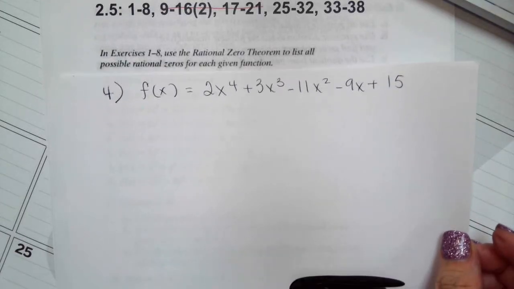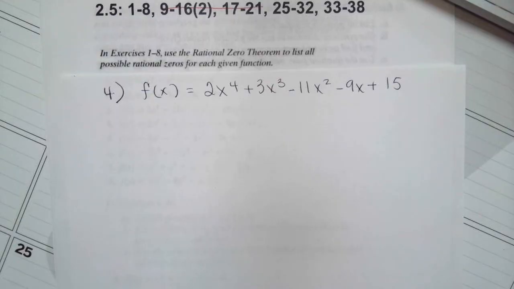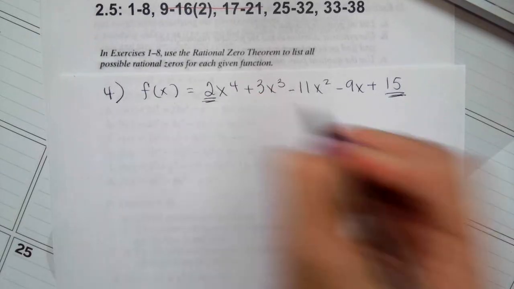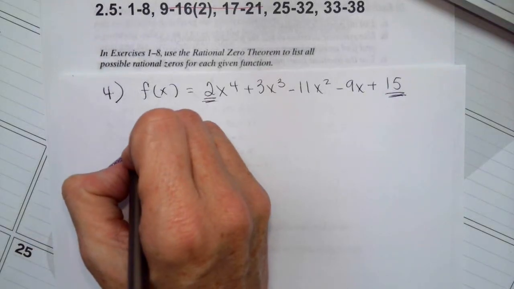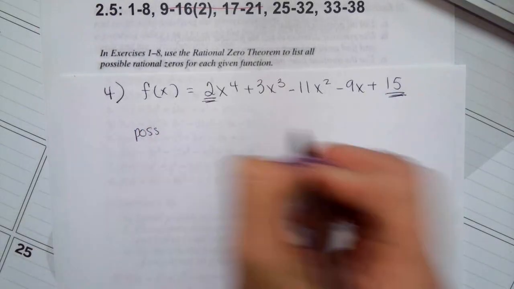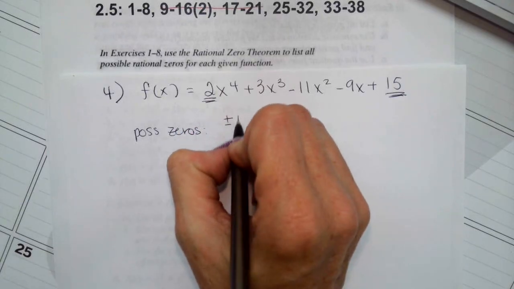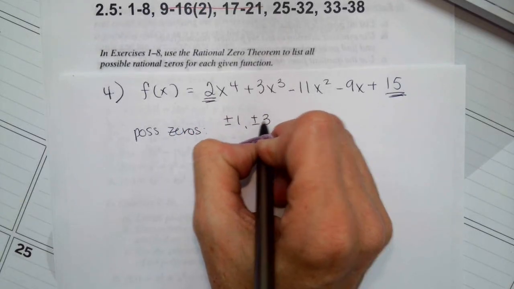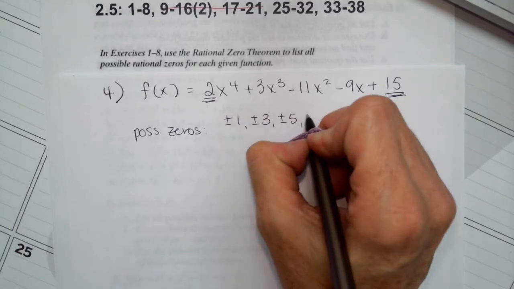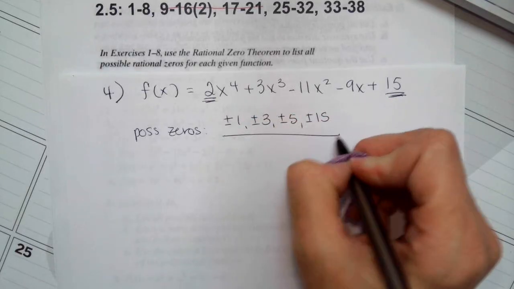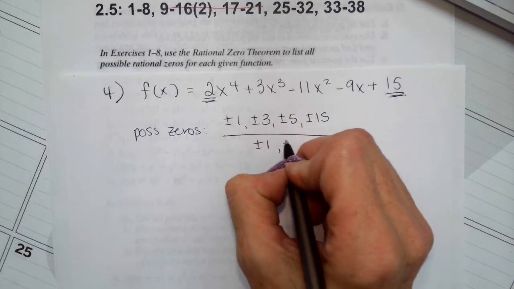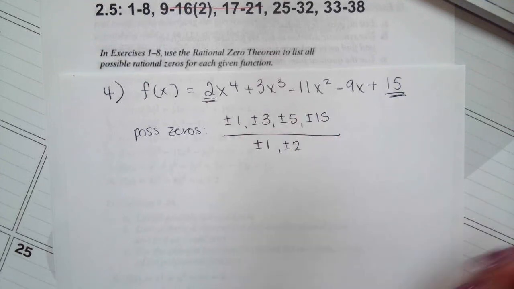Okay, so to list the possible rational zeros, we take the factors of the constant over the factors of the leading term. So then your possible zeros are going to be plus or minus 1, plus or minus 3, plus or minus 5, plus or minus 15, all over plus or minus 1, plus or minus 2.